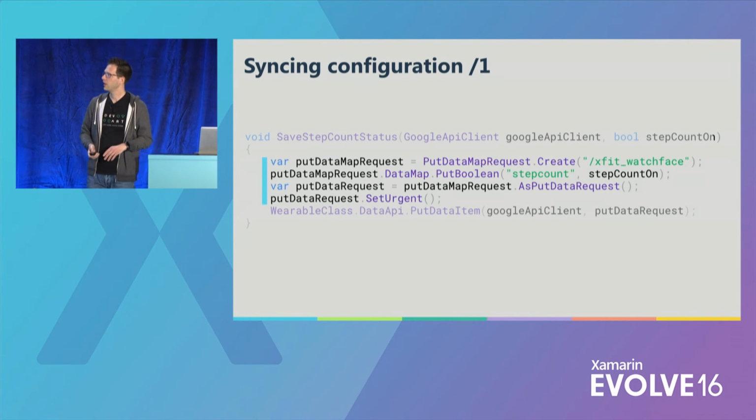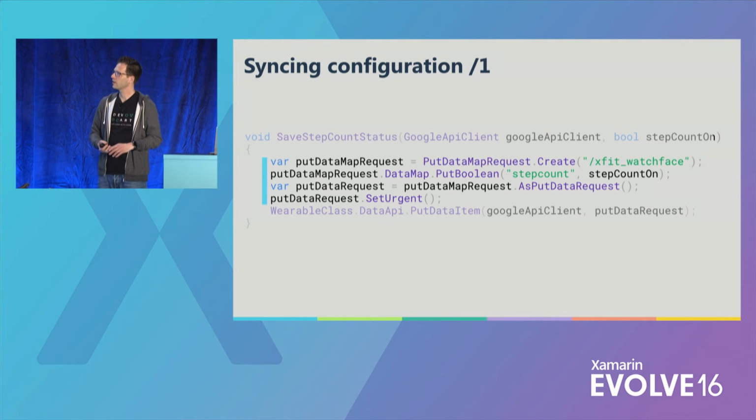One thing I'd like to highlight is the second last line with the set urgent call. This is another optimization. So if you put something into the data layer, we'll make sure to synchronize it. But this might take up to half an hour for performance reasons. So we're batching those updates.